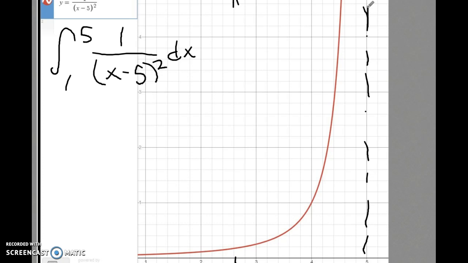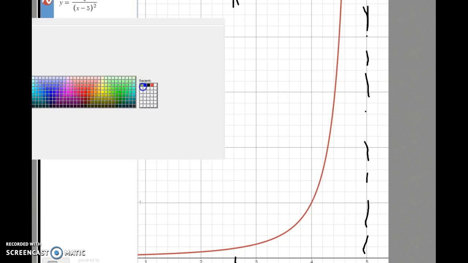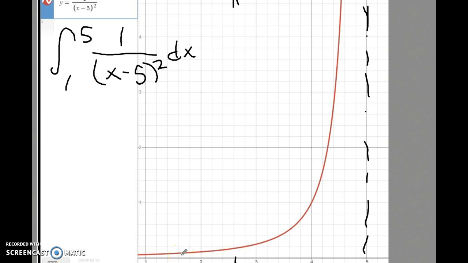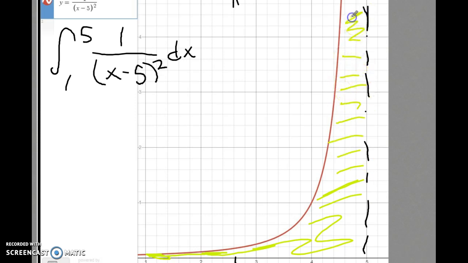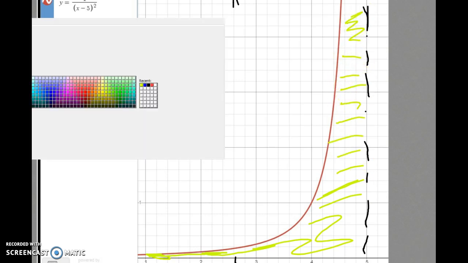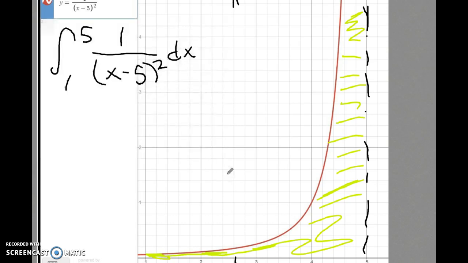So in terms of area, this is an unbounded region. And so now we're looking at the area from 1 over here to 5. So the unbounded portion is over here. So when we set up kind of an artificial right-hand boundary, let's put it over here and call it t, we're going to need to allow t to approach 5 from the left. We're not approaching 5 from the right.